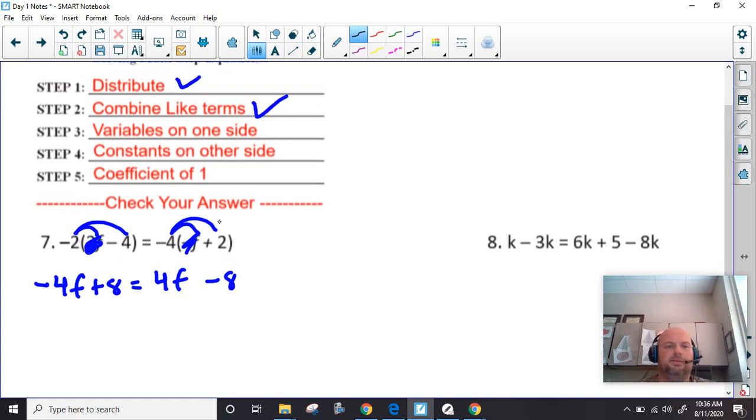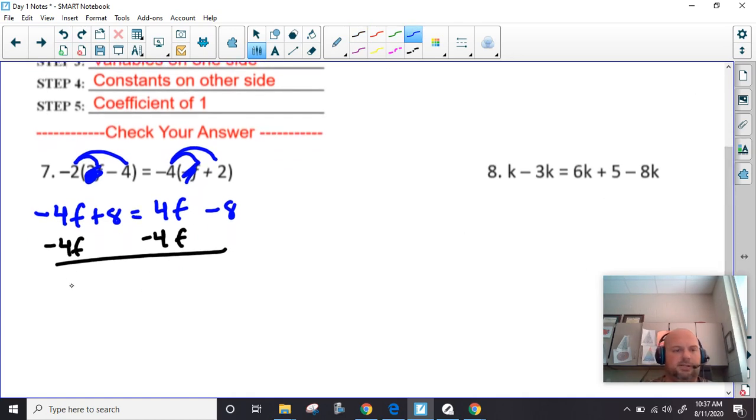Now we're going to get the variables on one side. Let's get them all to the left. Get all your variables over here to the left. It's Mr. Jeffries, he's off meds, he can't write the right numbers. Please remember that's still a -8.